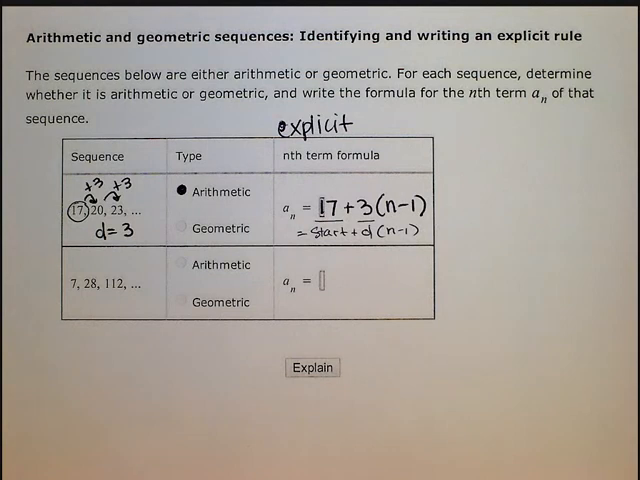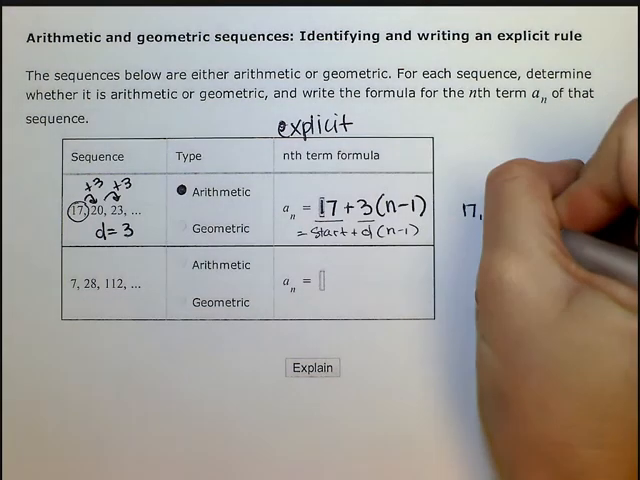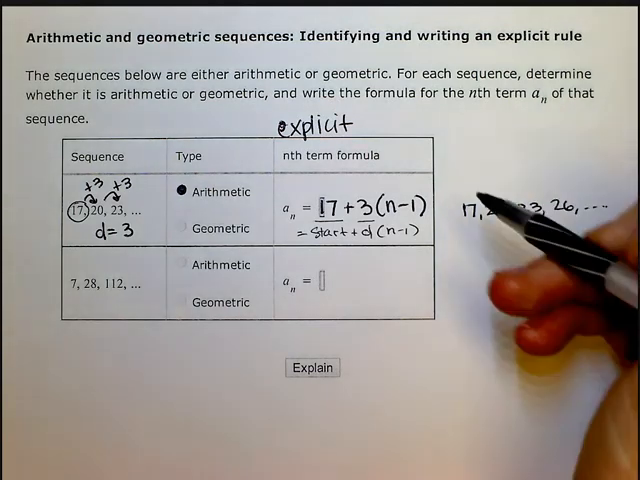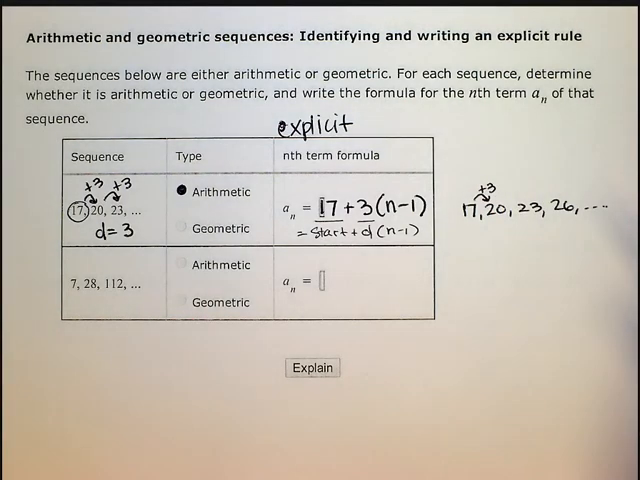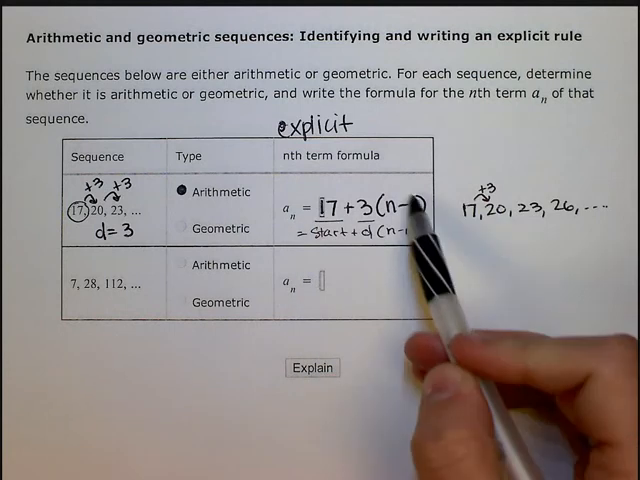Now, if you want to understand where that comes from, let's think about our sequence here. We have 17, 20, 23, 26, and so on. To get from 17 to 20, we already discovered we add 3. But the point of an explicit formula is to start with the first term and be able to jump to any term in the sequence.